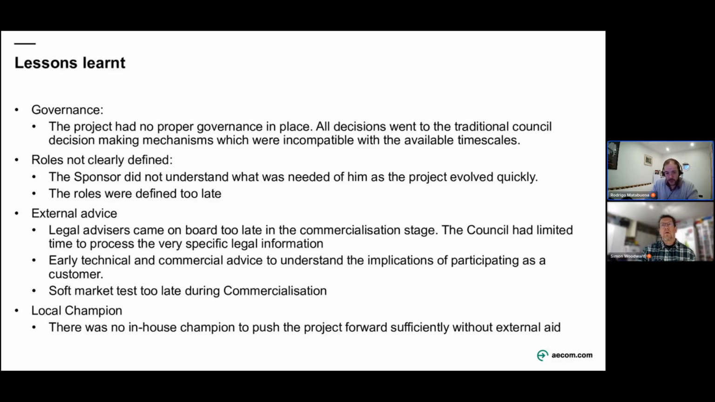And finally, one of the biggest lessons learned as well was about the local champion. We did not have a proper local in-house champion that was pushing the project forward on a regular basis. So that is crucial for this type of projects, to have the local champion to help you move the project ahead, even after the engagement with external consultants.